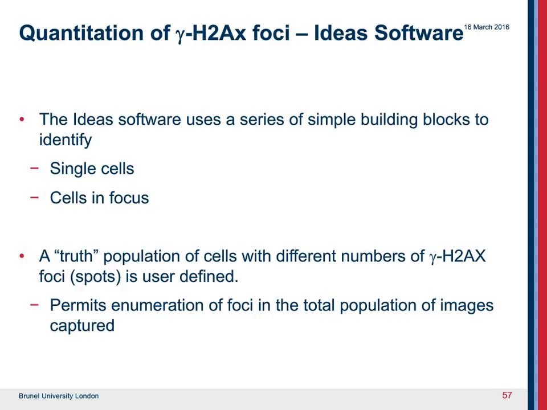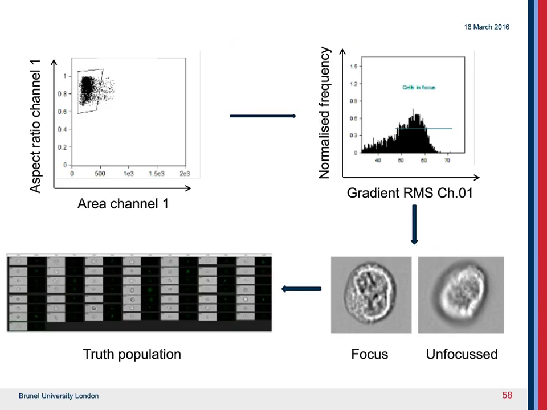So going in a clockwise direction, in the top left we have the identification of single cells by the regioning tool. Then moving over to the right, we identify cells in focus, which is very important because we're taking pictures of cells, and the cells might be in slightly different positions relative to the camera as they move down the flow cytometry core. And then at the bottom on the left, you can see a truth population of cells that is identified by the user, which has different numbers of foci, and this is used by the software to calculate the number of foci in the cells.